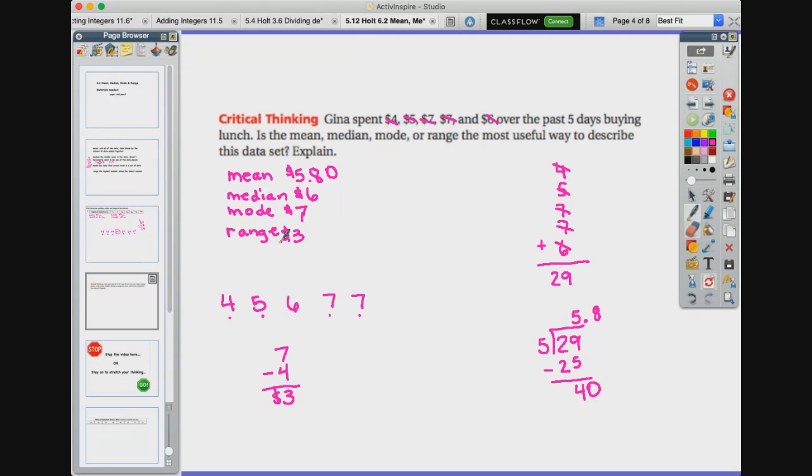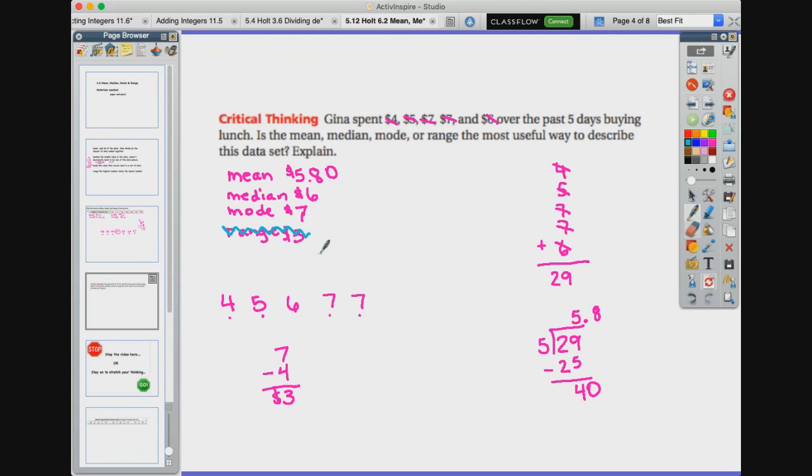So what would be the best way to describe it? Well, I'm going to say that a range of $3 is probably not your best way to describe how much money she spent each day. And that's at the higher end of how much she spent. So that doesn't really accurately represent it either.